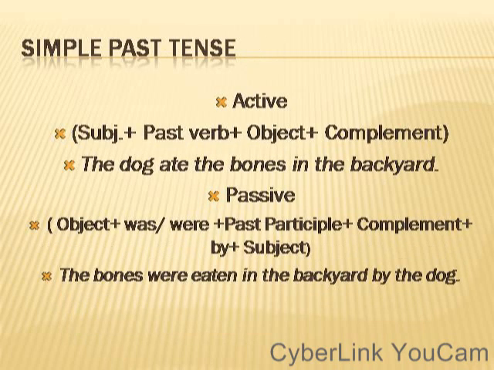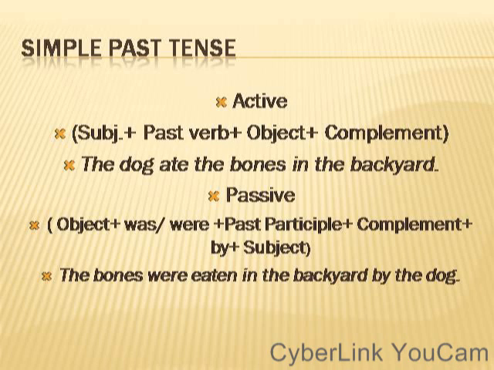So let's go to past tense or simple past tense. Active. So here is the formula you're going to follow. Subject plus the past tense of the verb plus the object plus the complement. So here is the sentence. The dog ate the bones in the backyard. Passive. Here is the formula. Object plus was or were plus the past participle plus the complement plus the by plus the subject. So here is the sentence. The bones were eaten in the backyard by the dog.